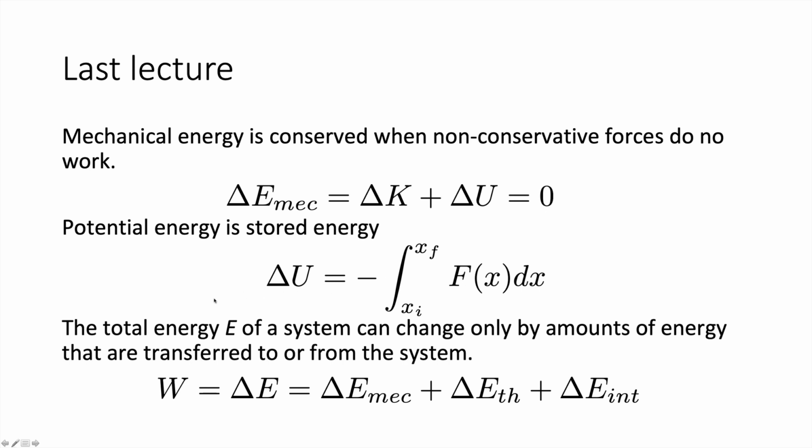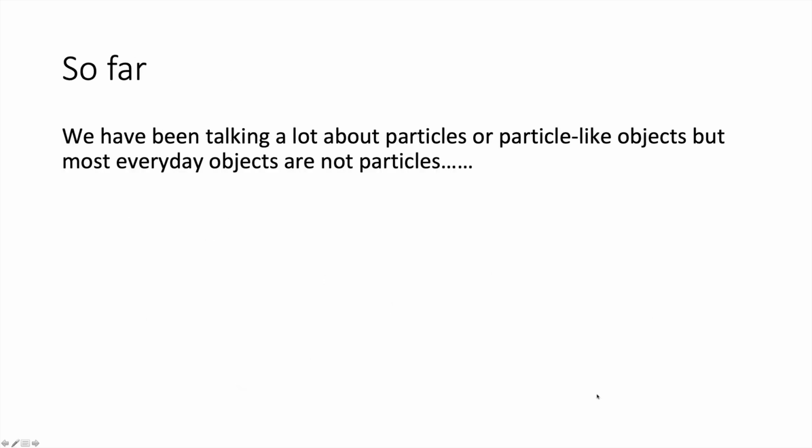So we said the total energy, E, of a system can change only by amounts of energy that's transferred to or from the system. So if we do work on the system, then we're adding energy to it, and that leads to a change in energy, which is equal to the change in the mechanical energy plus the change in the thermal energy, which is generally work done against friction, plus the change in the internal energy, which we'll learn more about in the thermal topic.